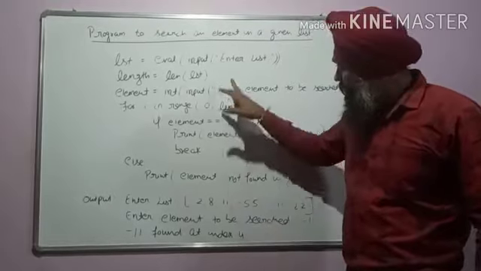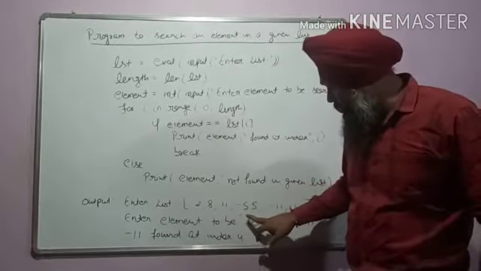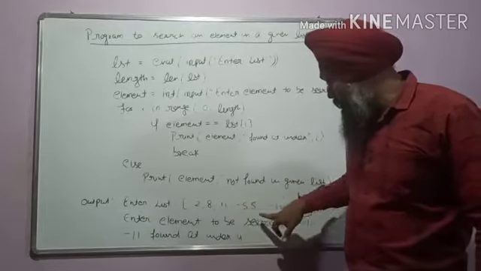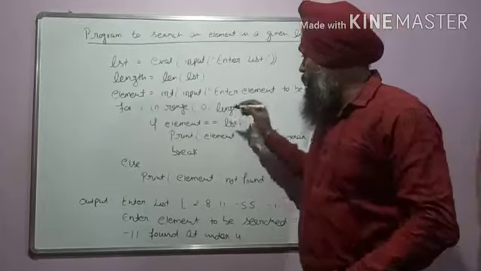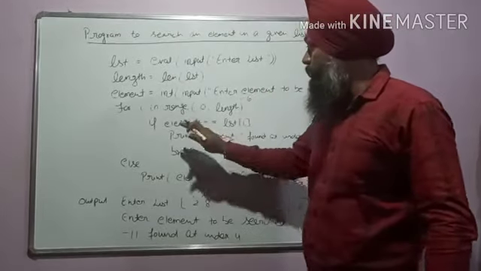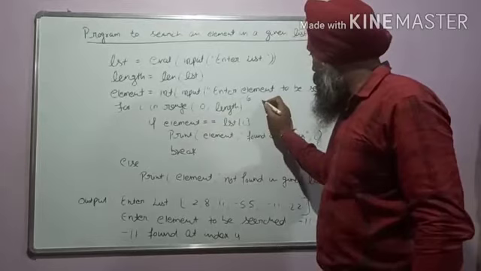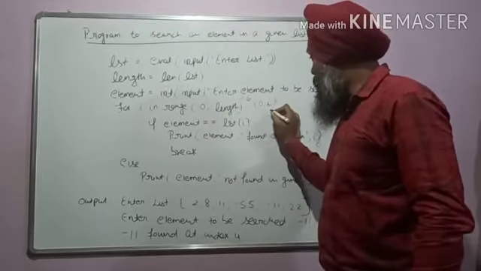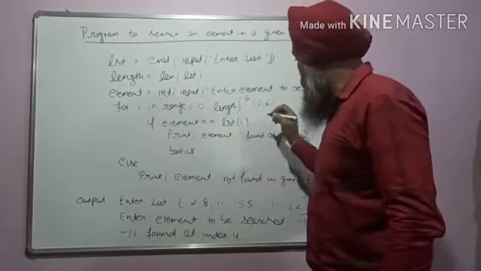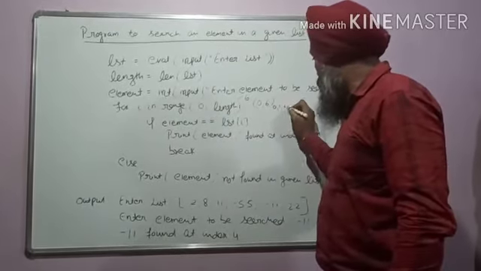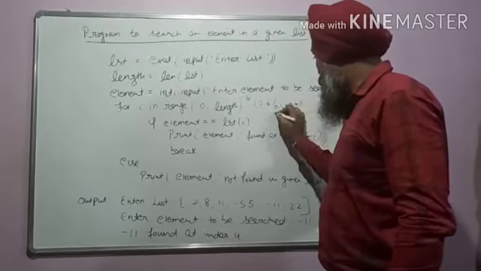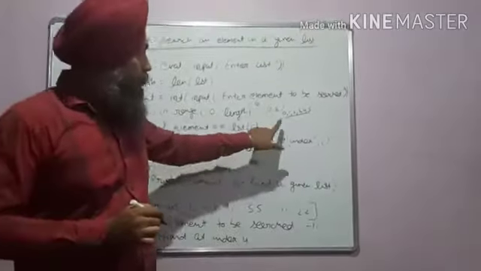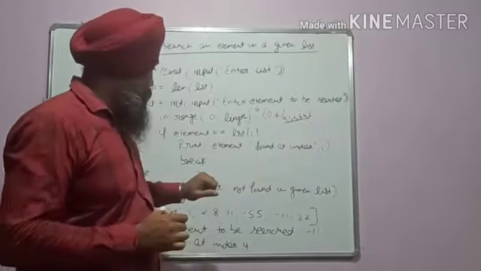Suppose we have entered the list 2, 8, 11, -55, -11 and 22. So there are 6 elements, so length will be 6. It means our range will be from 0 to 6, and our loop will execute for the values of i 0, 1, 2, 3, 4 and 5. So our loop will execute 6 times, from 0 to 5.